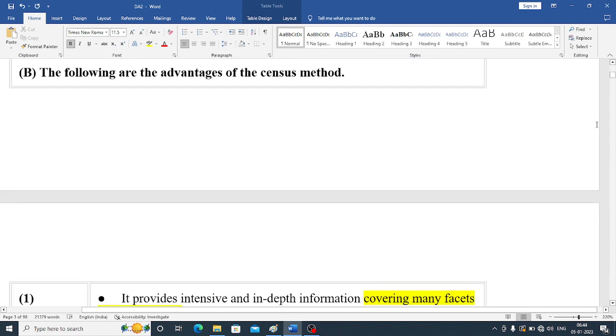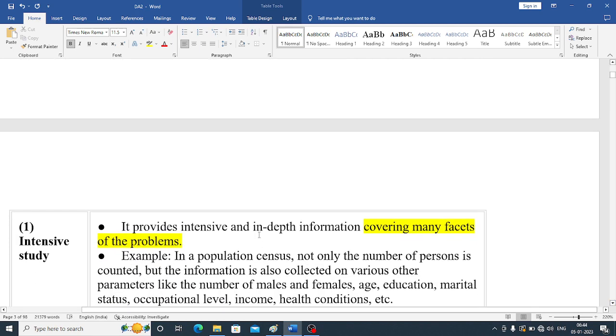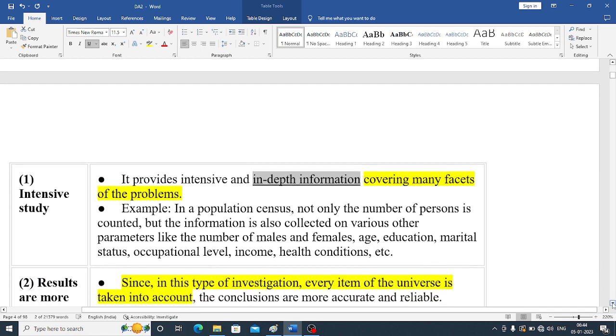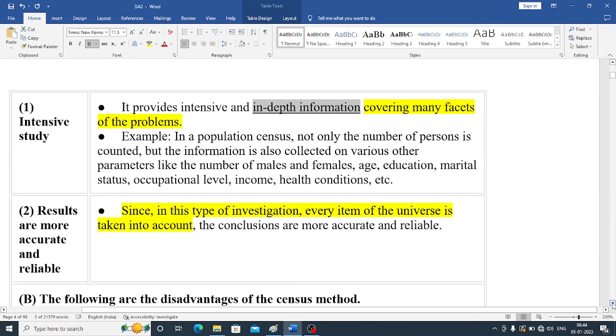So it provides in-depth information. Okay, full information. So study will be very intensive. Results are more accurate because you get full data. So results are more accurate and reliable.